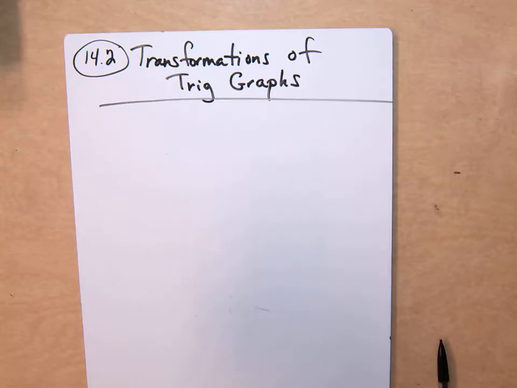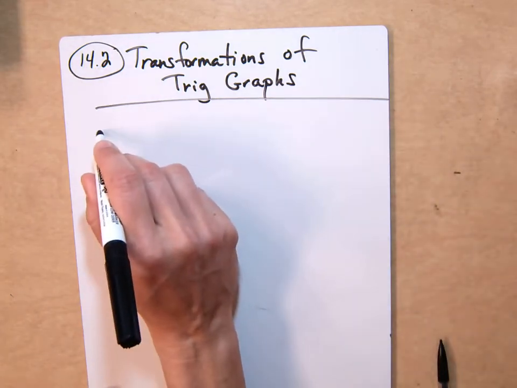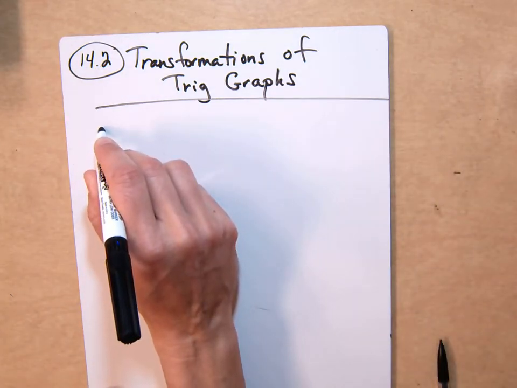Section 14.2, transformations of trig graphs. Previously, we only did a basic trig graph like y equals sine x, y equals cosine x, y equals tangent x. Now we're going to look at what happens if you shift them right, left, up, down, or stretch them vertically or horizontally. There is one equation that will describe every transformation for sine, and it works very similar for cosine, so we're just going to do the sine version right here.